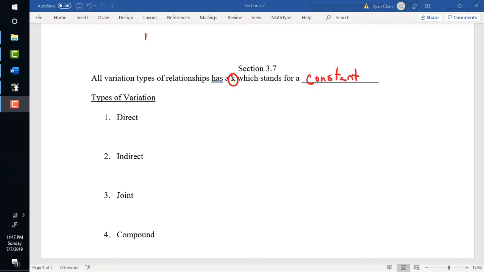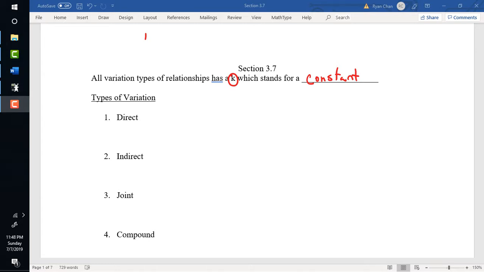Today we're going to be going over section 3.7, which is a concept called variation. This one's a little bit different than all the other sections we've been doing. It is kind of a standalone section compared to the rest of chapter 3. So let's talk about the following here.